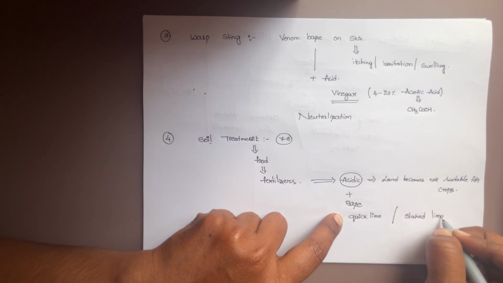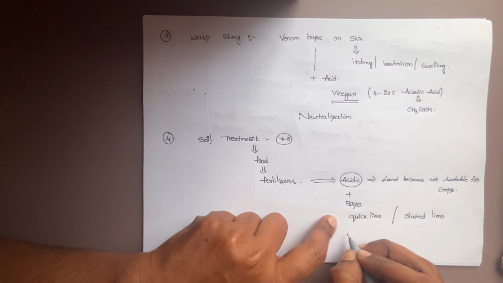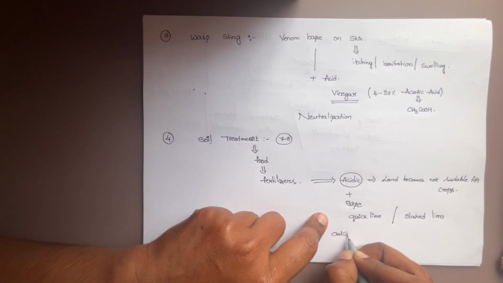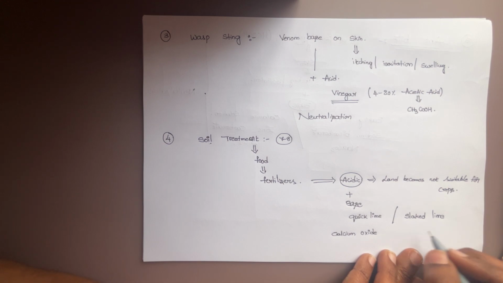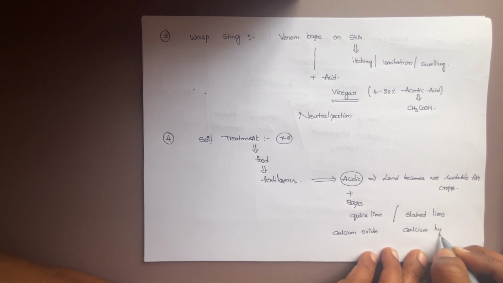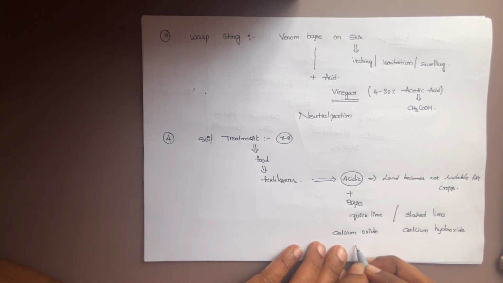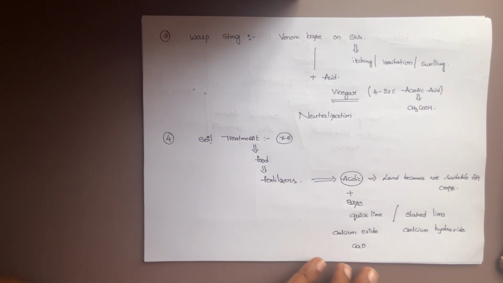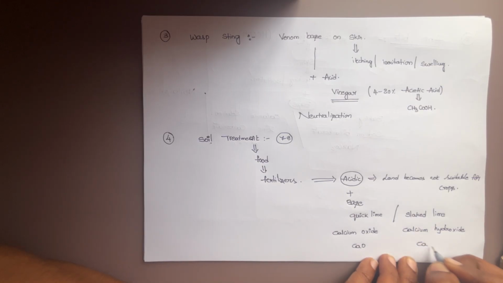What is the formula of quicklime? That is calcium oxide. Slaked lime is nothing but calcium hydroxide. So the calcium oxide formula is CaO. The calcium hydroxide formula is Ca(OH)2.